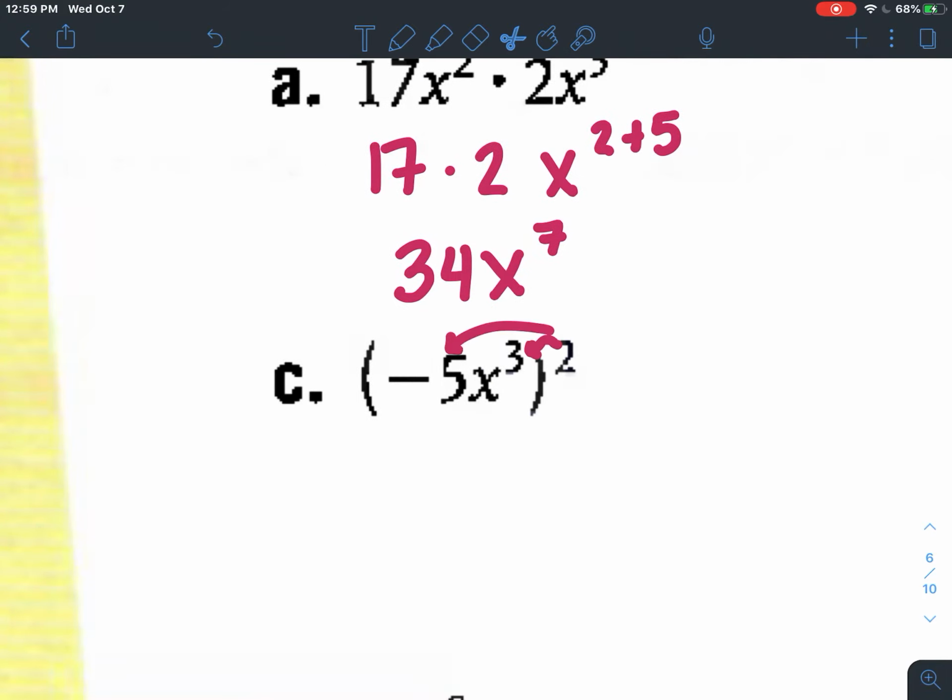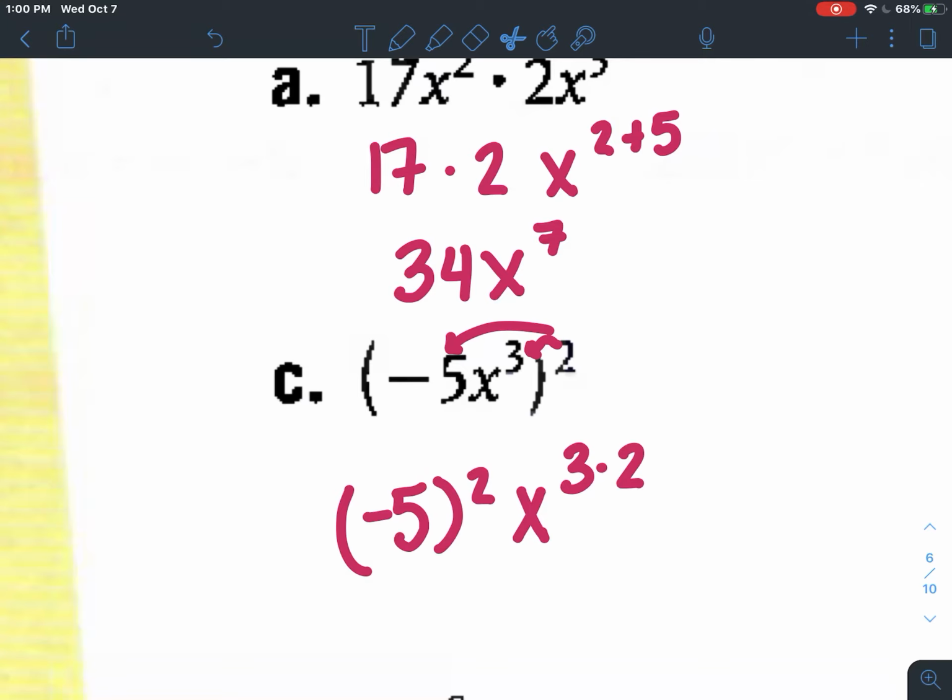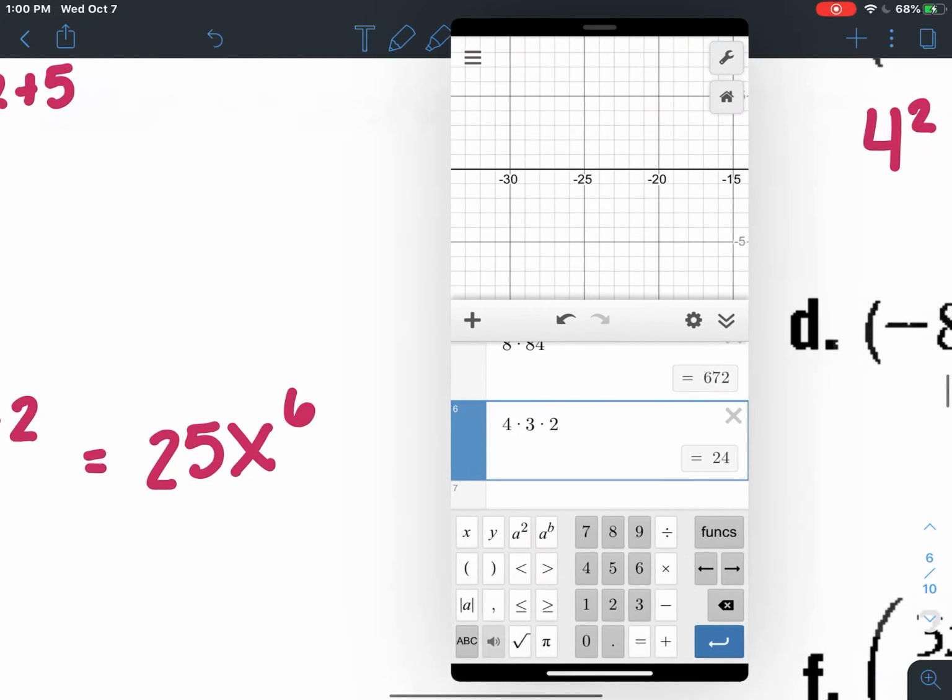Part C, again, I'm going to distribute the 2 both to the coefficient and to the x cubed. So it'll be -5, I put it in parentheses, that's important, -5 squared, and then x to the 3 times 2 power. So I get positive 25 x to the 6th.